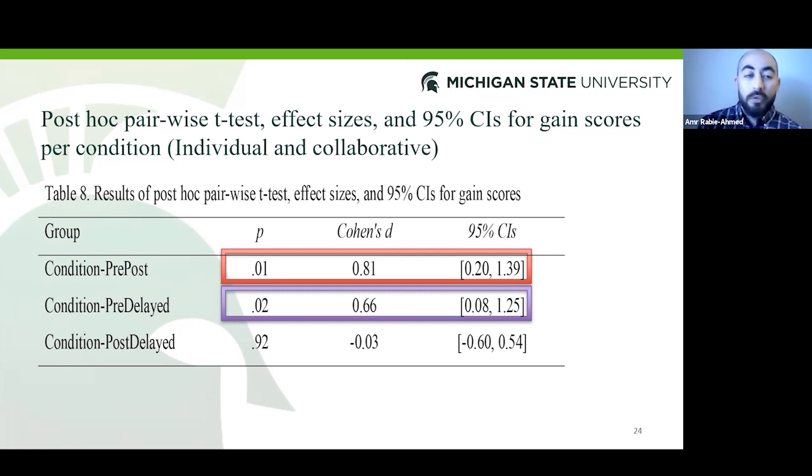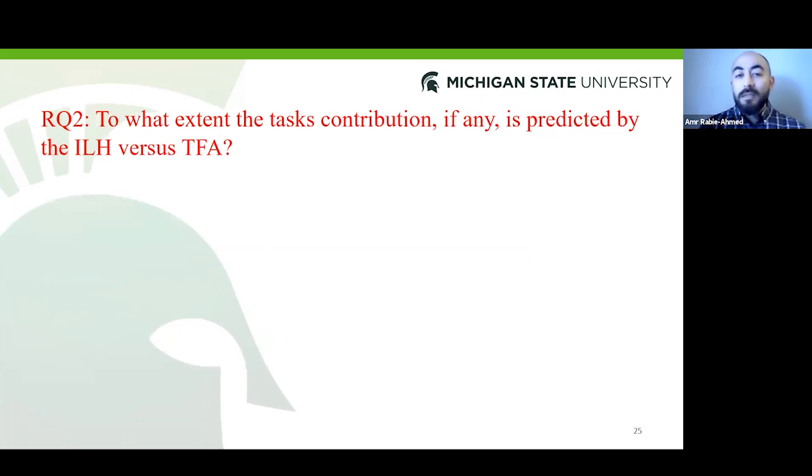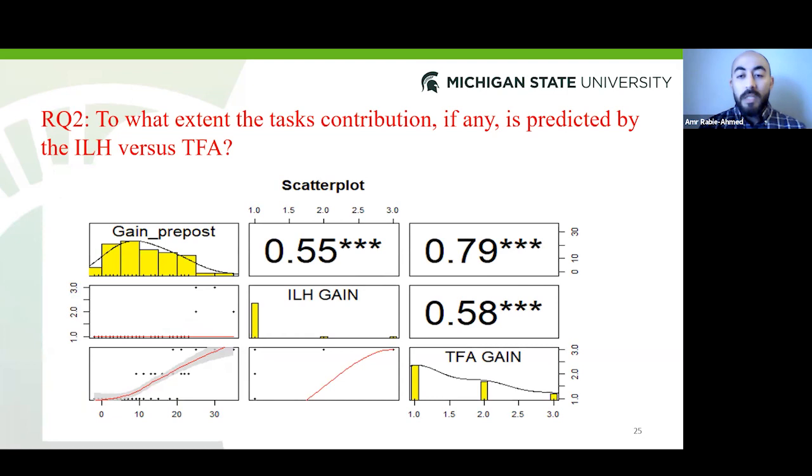For the second research question, to what extent is the task contribution, if any, predicted by the ILH versus TFA? To answer this question, we compared the task evaluation of the ILH and TFA with the gain scores of the learners to see which framework predicted the gains that the students made. Looking at this correlation matrix, we can see the evaluation made by TFA in relation to the gains they made in the post-test.